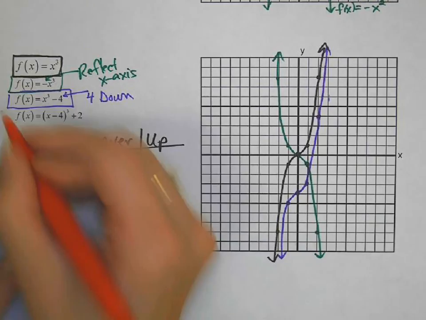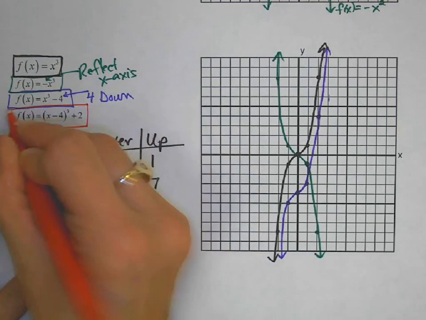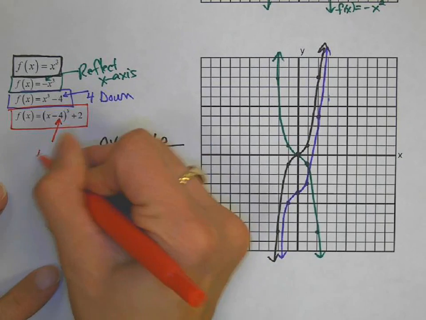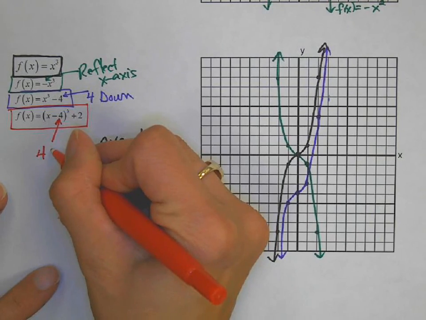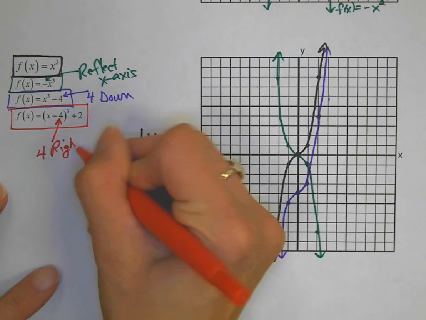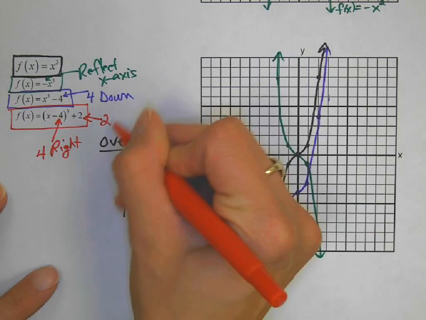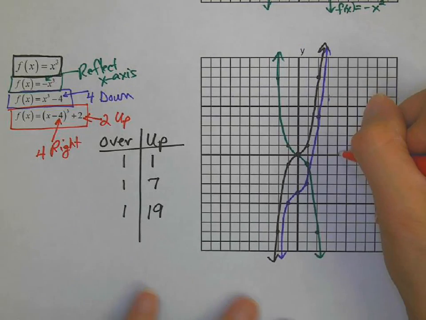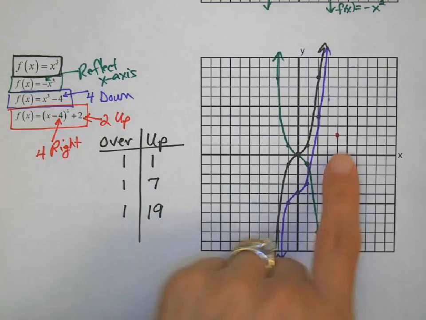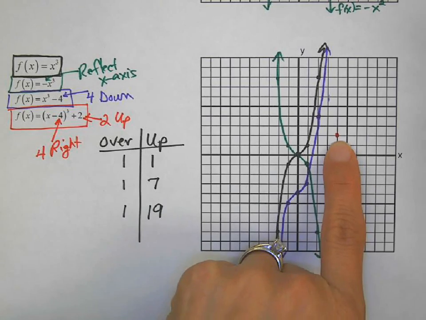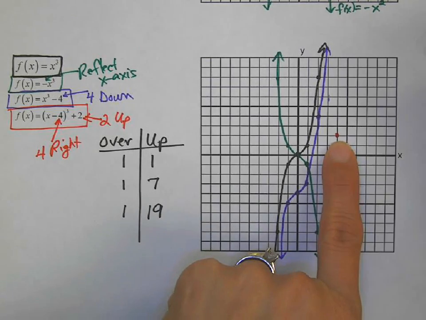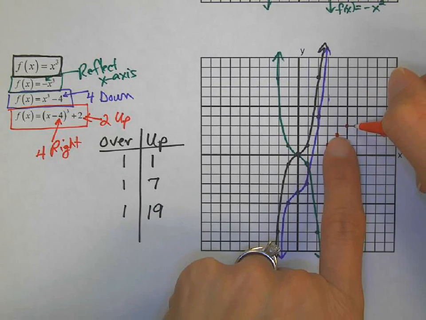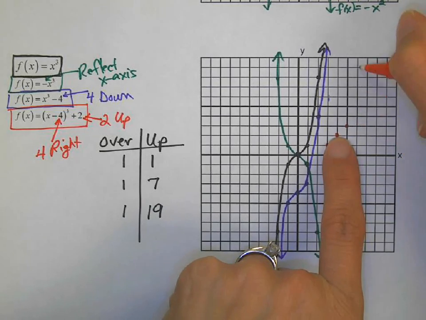And the final one here has 2 transformations. I'm noticing a 4 inside getting cubed. That means 4 to the right and 2 units up. Okay, here we go. 4 to the right, 2 up, and we'll do the growth chart for a cubic. Okay, ready class? Here we go. Over 1 up 1. Over 1 up 7.